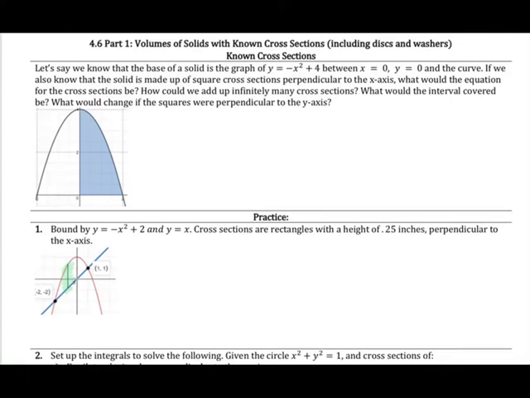4.6 is on volumes of solids with cross sections. We're going to talk about the disk method and the washer method as well.